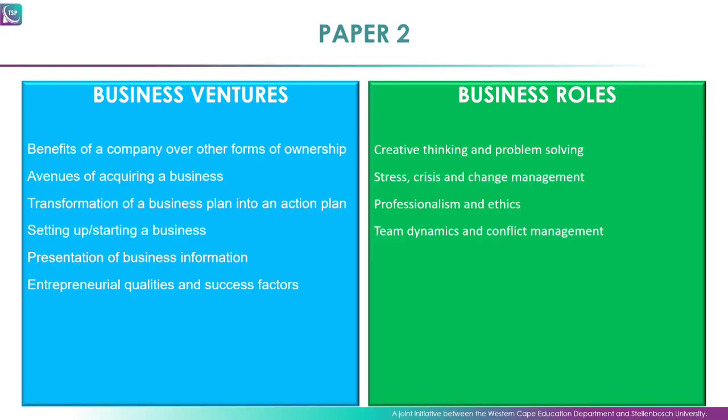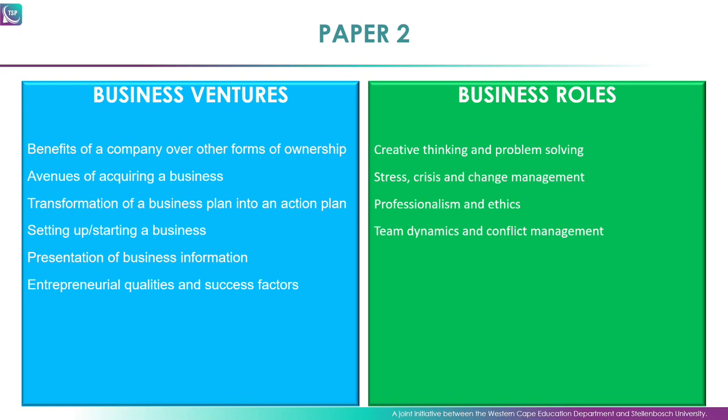All right. The second section that we are going to be including in business ventures is avenues of acquiring a business. So that's your things like leasing and franchising. Then we're looking at transforming a business plan into an action plan, setting up or starting a business, presentation of business information, entrepreneurial qualities and success factors.